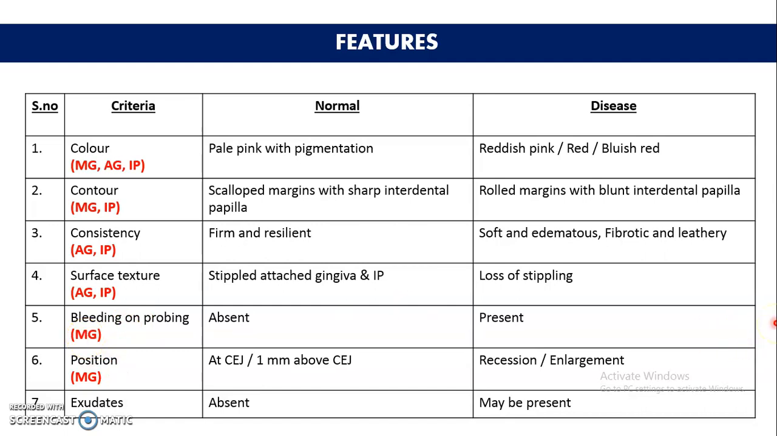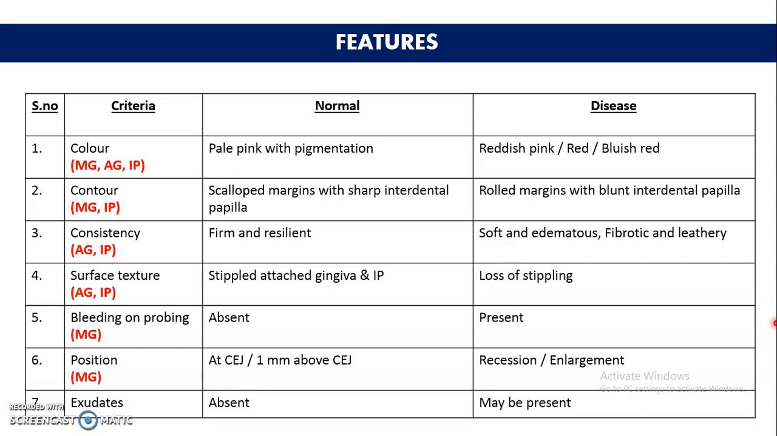Now let's see how to word the clinical findings or the gingival findings. Color. The normal color will be pale pink with pigmentation, whereas in disease it can vary from reddish pink to red to bluish red. The normal contour, the margins will be scalloped, whereas the tips of the interdental papilla will be sharp. Whereas in a disease condition, there will be rolled margins with blunt interdental papilla.